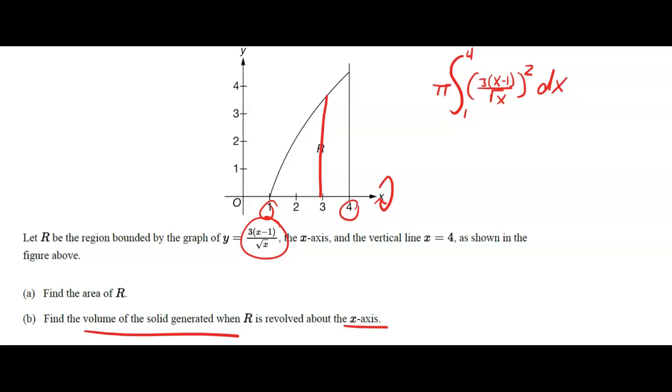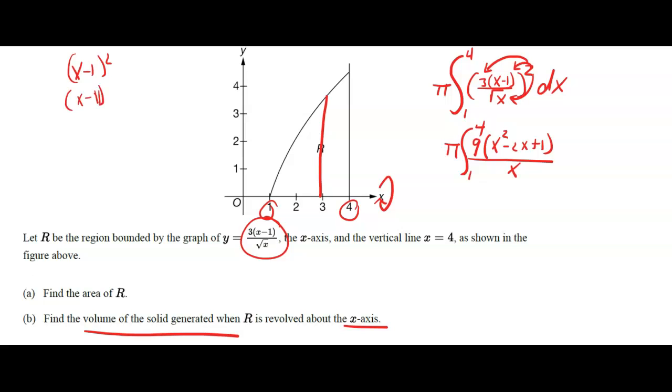The only downside is we have to actually do this now and simplify it by hand. So let's go ahead and get started. If I were to square the 3, I would get 9. If I were to square the x minus 1, I would get x squared minus 2x plus 1. And if I were to square the bottom, I would just get x. Now, some of you guys might be wondering, Mr. Bailey, where did the x squared minus 2x plus 1 come from? Well, x minus 1 squared means x minus 1 times x minus 1. And you would have to FOIL that out. And if you FOIL it out, you would get this trinomial.